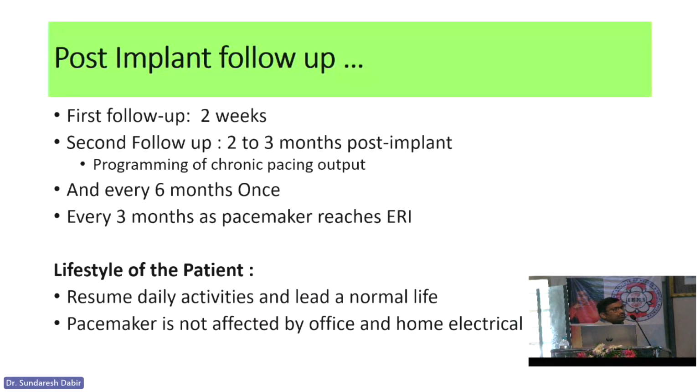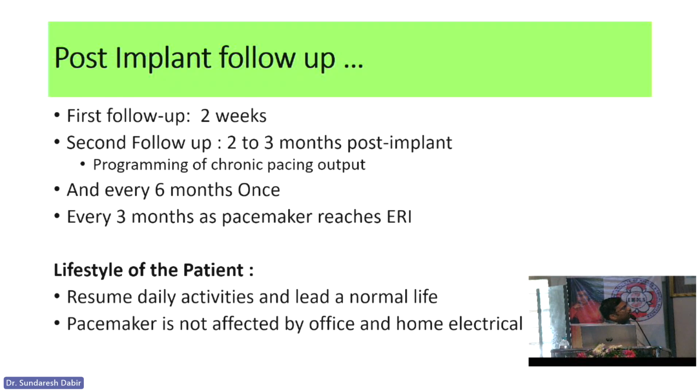Post implant follow-up. How do I take care of my patients post implant? How do I call the patient for the follow-up? The first follow-up should be within 1 week or 2 weeks, and the second follow-up should be 2 to 3 months post implant. And programming of chronic output.